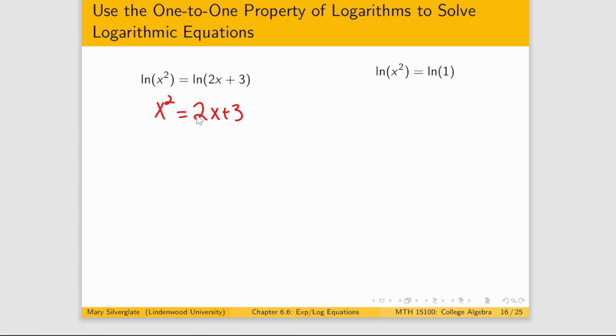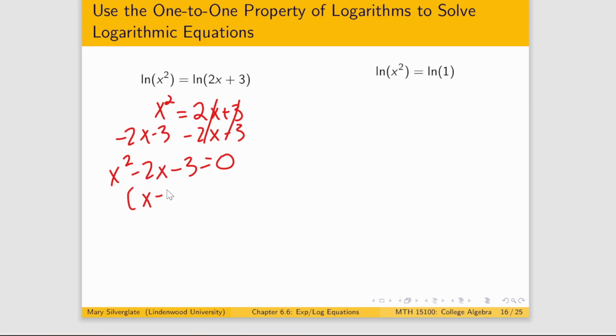Now I just want to solve this using my normal methods to solve quadratics, which means here, since I have both an x squared and an x term, I want to move everything to the same side and set it equal to 0. I like keeping my x squareds positive just in case I'm going to end up factoring. So I'm going to subtract 2x and subtract 3. Then I have x squared minus 2x minus 3 is equal to 0. Then I want to ask myself what's going to multiply to negative 3 but add to negative 2. That would be negative 3 and positive 1.